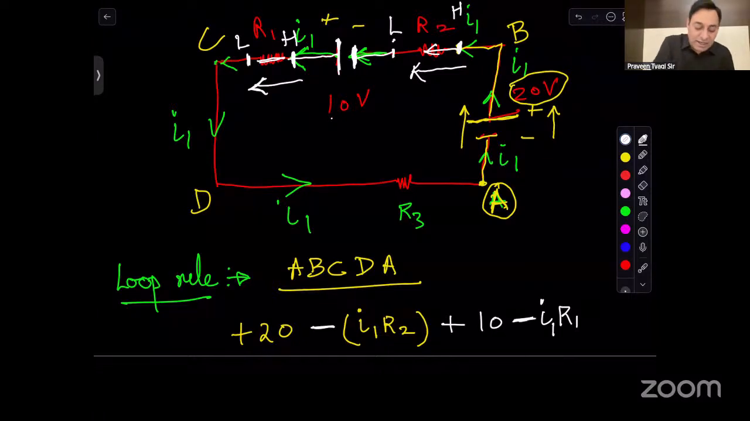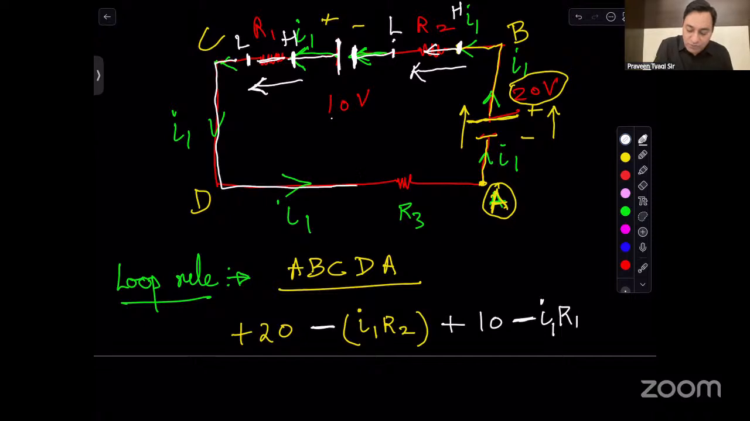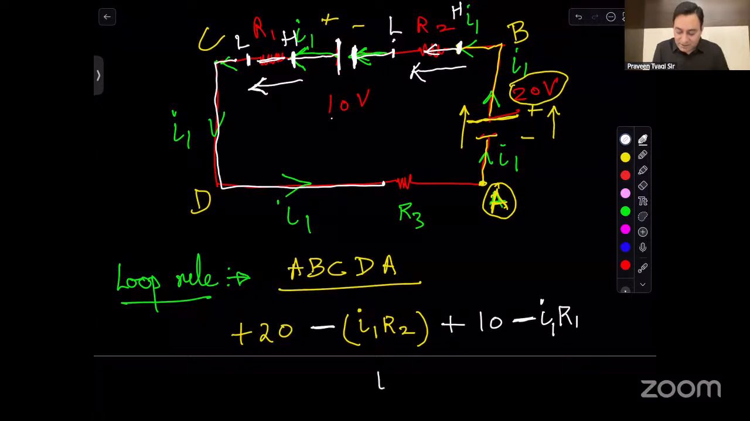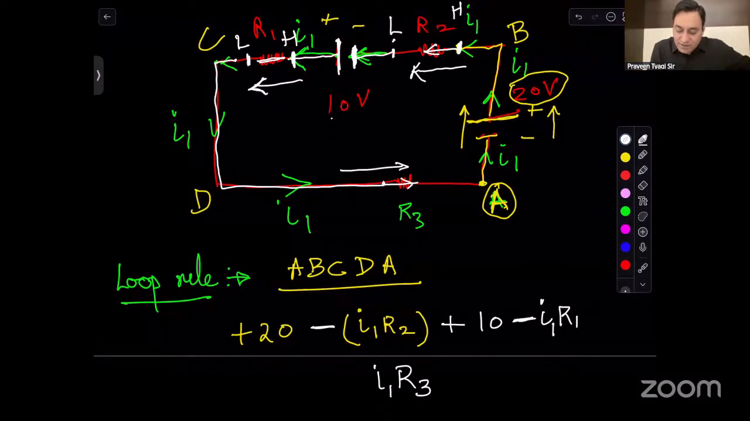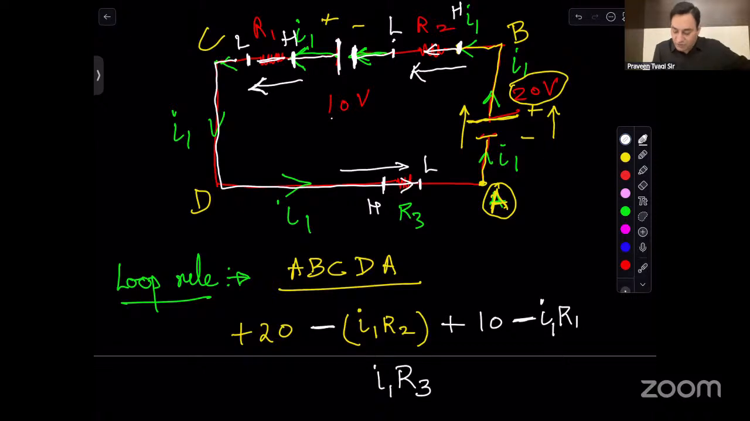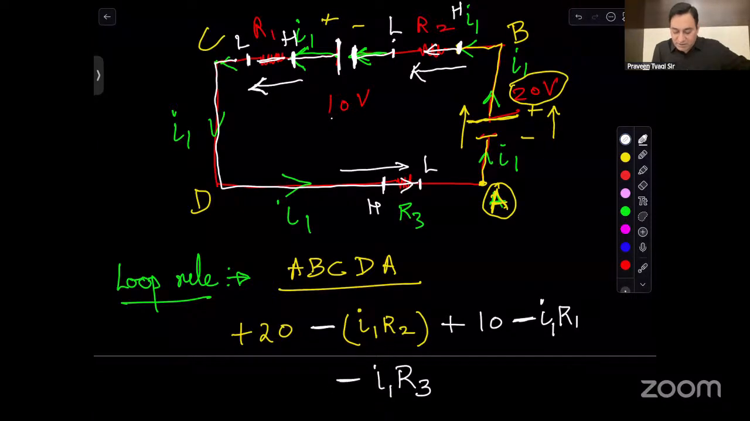Now there is no resistance and I'm moving. I come across this. This potential difference will be I1, R3. Sorry, I1, R3. And what sign should I put? We are moving in the loop in this direction. The current is also flowing in this direction. Current flows from higher potential to lower potential. Therefore, this will be minus, decrease.